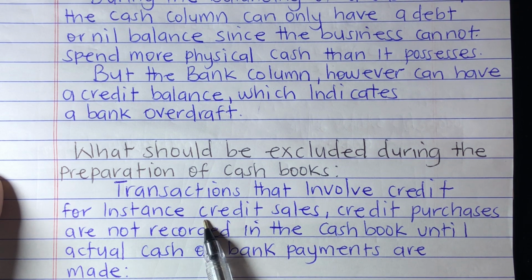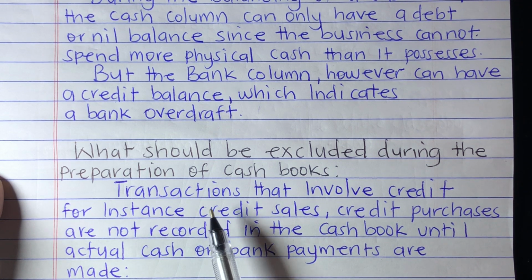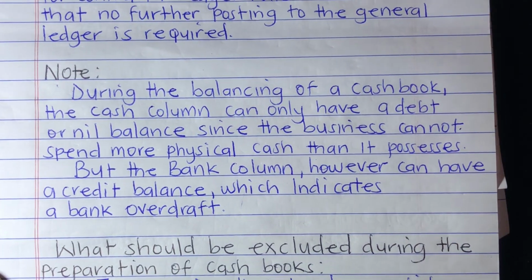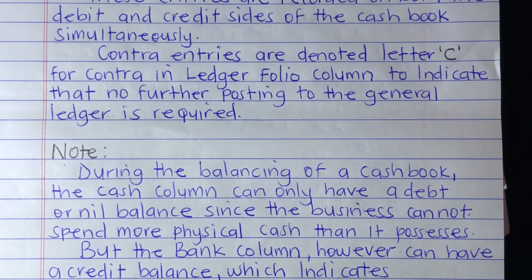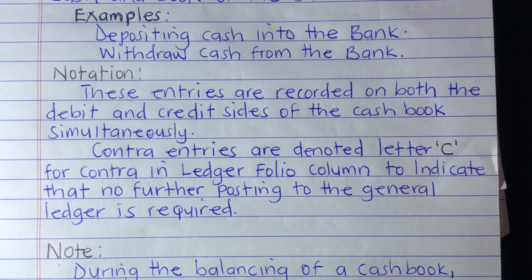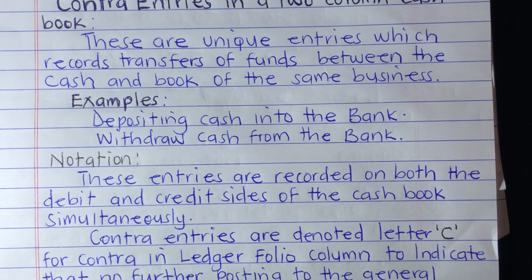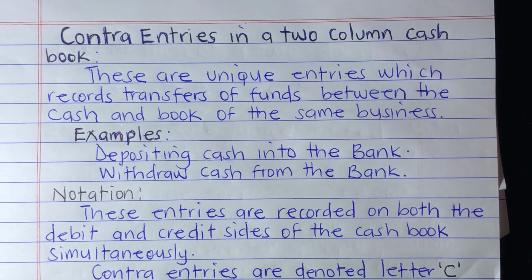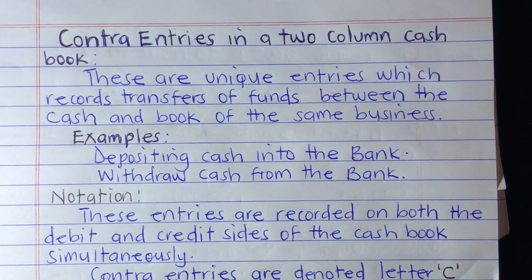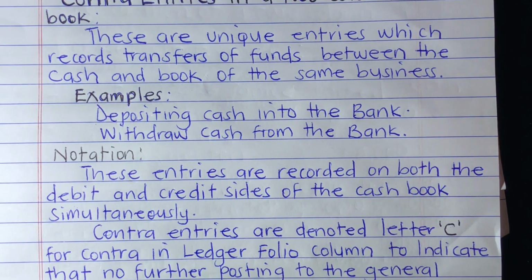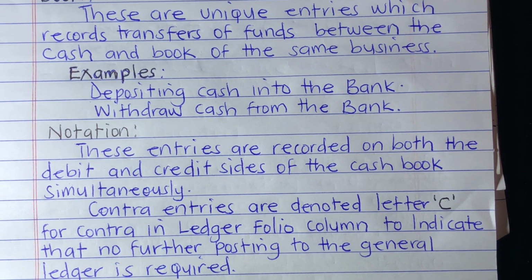In my next lesson, I'm going to discuss a worked out example on the preparation of a 2-column cash book. This is the contra entry, and what should not be posted in the cash books. So that is our lesson for now. Subscribe for my next lesson. I'm going to be discussing the worked out example of a 2-column cash book.